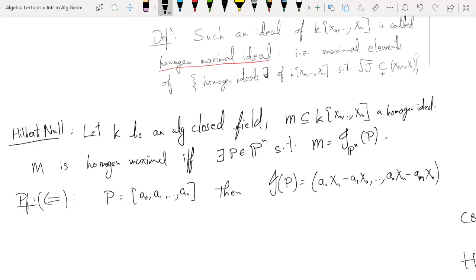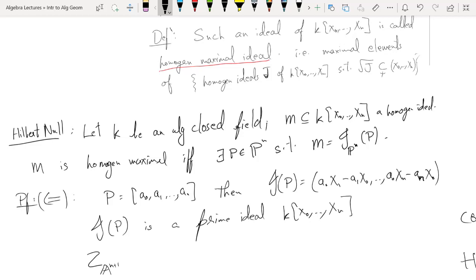Well, we know that this is a prime ideal. In fact, we showed that I(P) is a prime ideal of k[x0, ..., xn]. And what is the zero set of I(P) in the affine (n+1)-space? What is this?